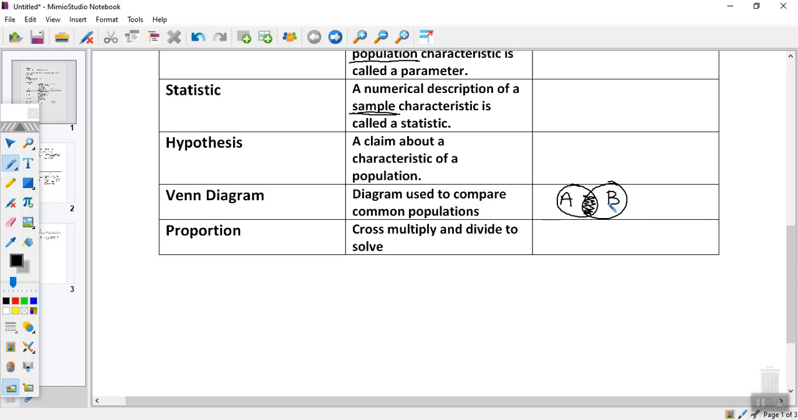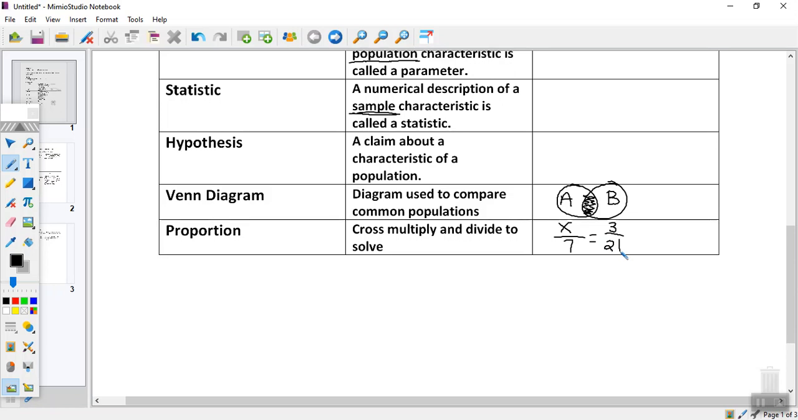All right, and then the last thing, proportion. You guys remember how to solve proportions? Cross multiply. So for instance, I have x over 7 equals, I don't know, 3 over 21. How would you solve that? You have 3 times 7 divided by 21. What should the answer to that be? 1. Okay, so you remember that.